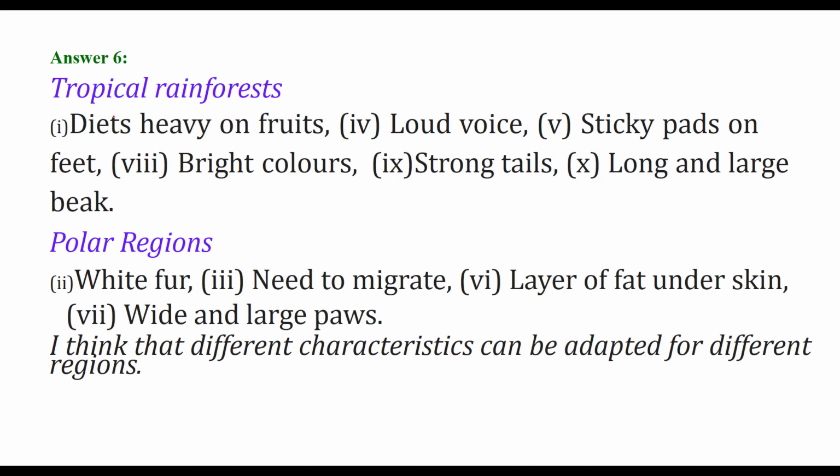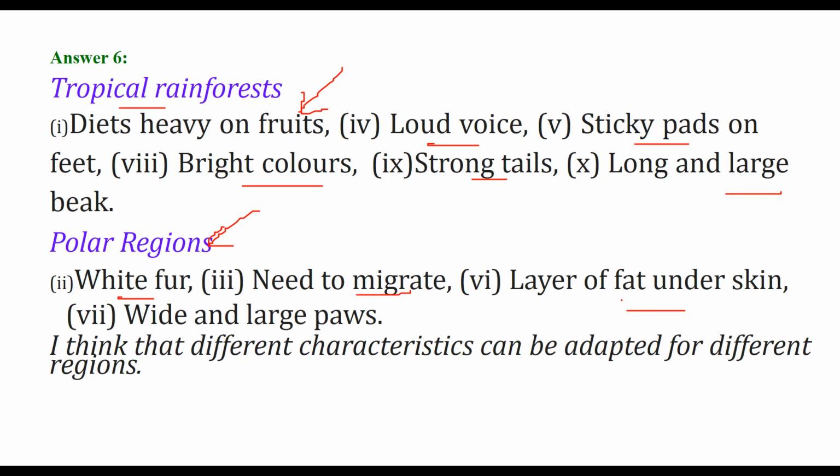The tropical rainforest, the diet is heavy on fruits, the voices are louder, there are sticky pads on the feet, they have bright colors, they have very strong nails and large and long beaks. In the polar region, because it's quite cold there, they have white fur. They need to migrate because of the excessive cold. There is no provision of food at that time.